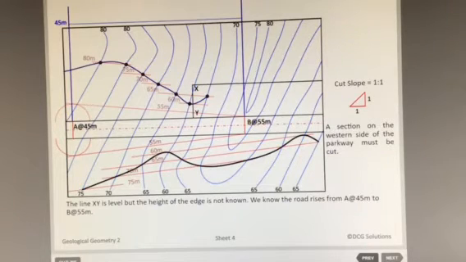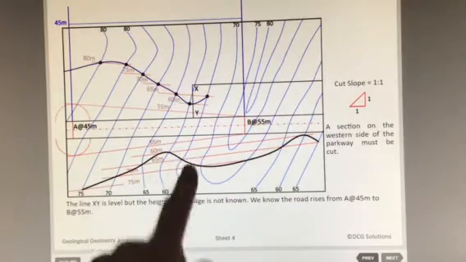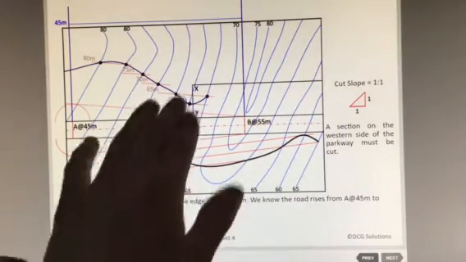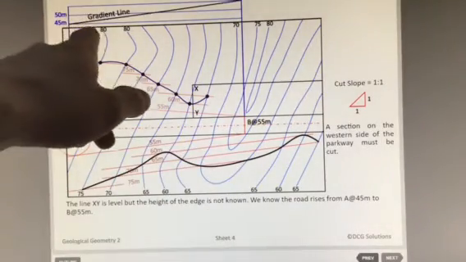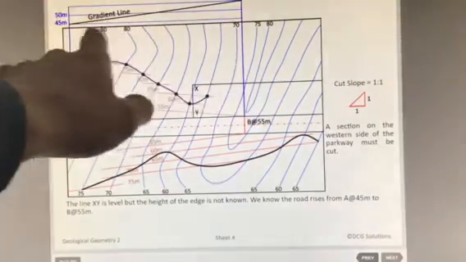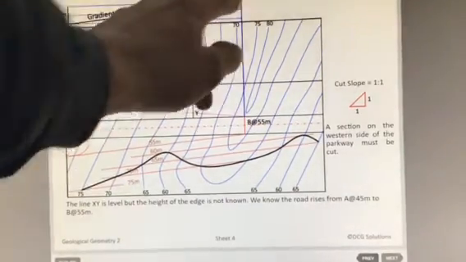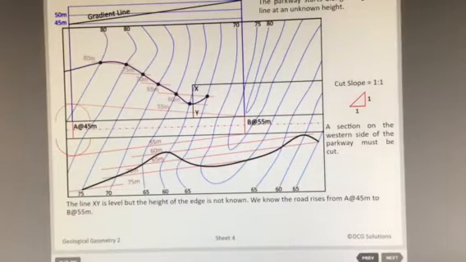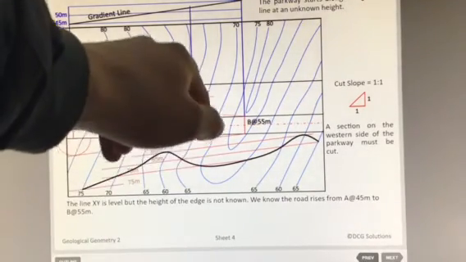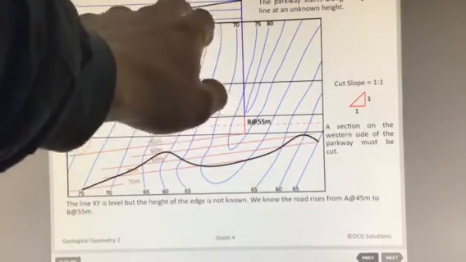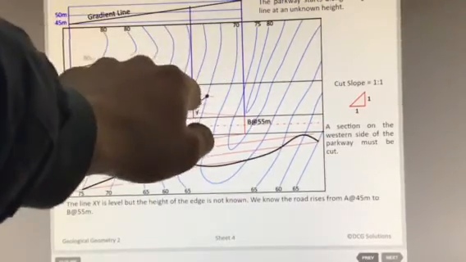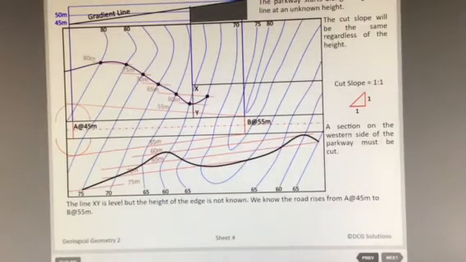So what you're doing here is you're getting an elevation, so looking in this direction. If you're standing on the ground looking into this road, you have your 5 metre intervals, there's the gradient line. So it goes from 45 metres up to 55 metres. The parkway starts along the gradient line at an unknown height. So if you extend XY up to meet this gradient line, that'll give you the height of the XY line.